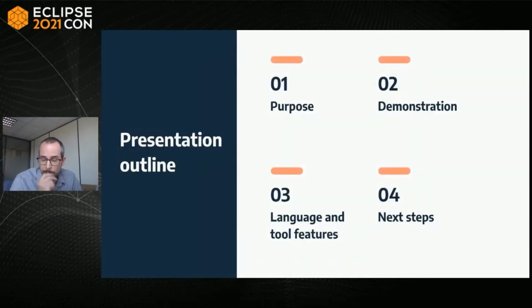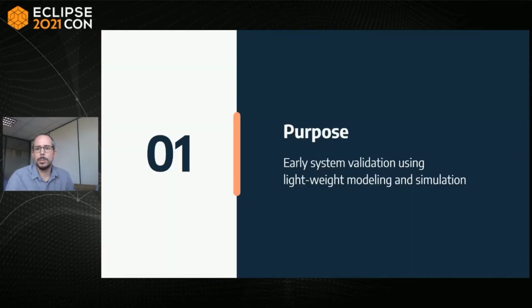Now that you have a glimpse of POOSL, we are going to explain how it can provide early system validation, and demonstrate it through an example. After the demonstration, we're going to explain the language and features. Finally, we're going to give information about our future plans for the project. Now, Ariane will show you and explain the origin of POOSL.